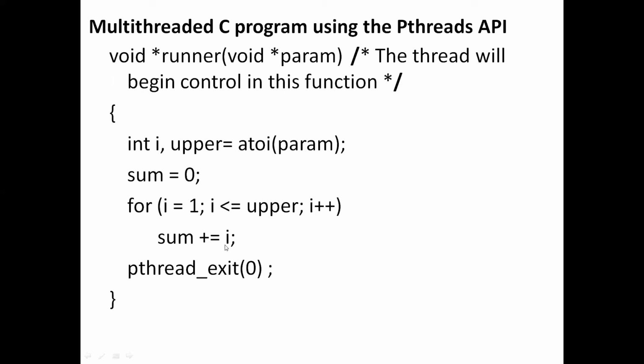Initially the sum is 0. So 0 plus I, 0 plus 1 is 1. So 1 we are assigning to sum. After assigning sum as 1, control will go to the updation part of the for loop.